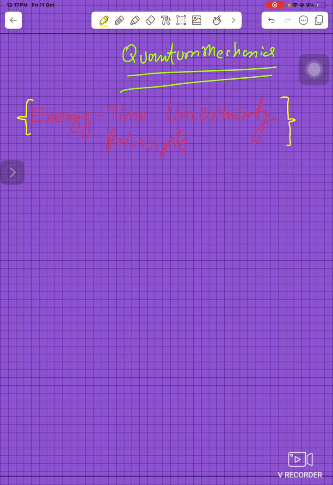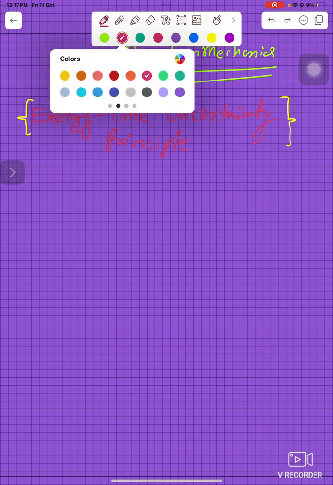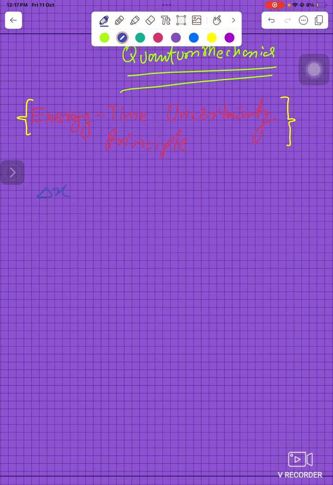Okay, so first of all, we all know about position. Wait, that's a very bad color to choose on this. We all know Δx Δp is greater than or equal to ħ/2. We all know about this, right?